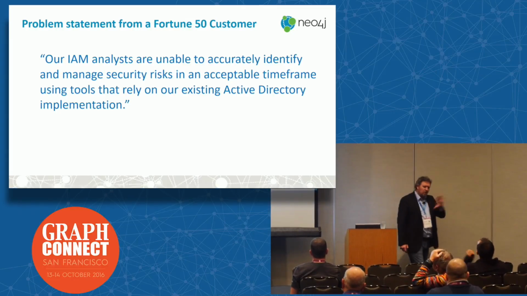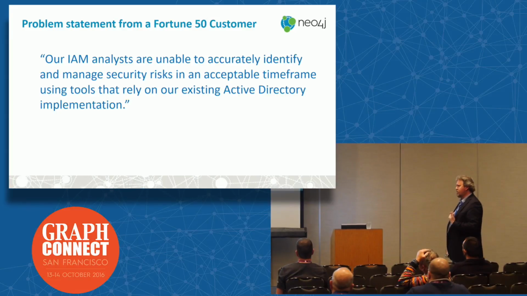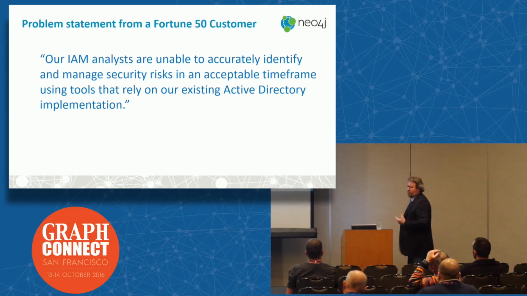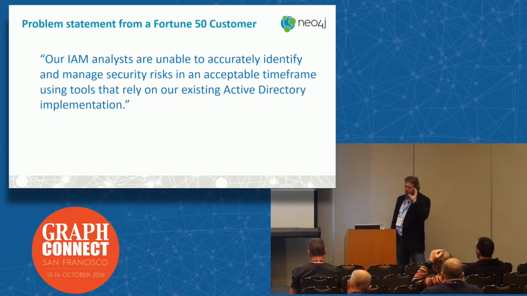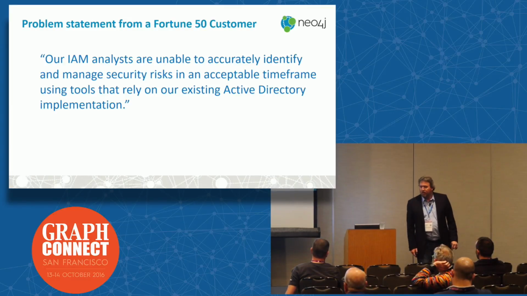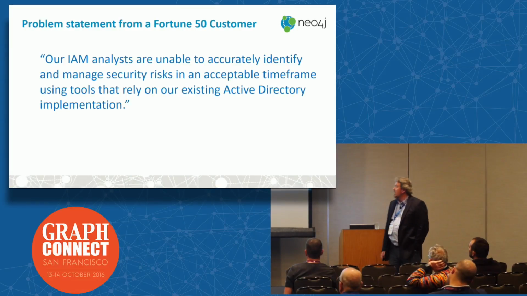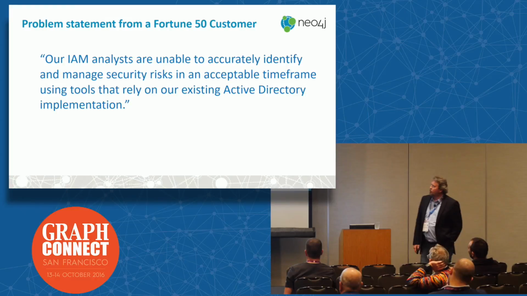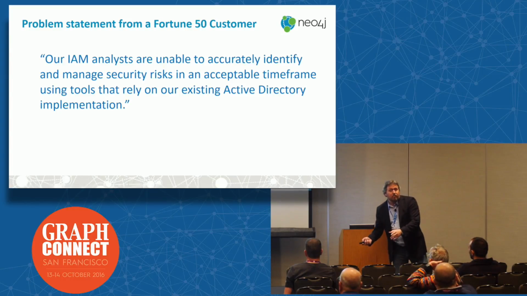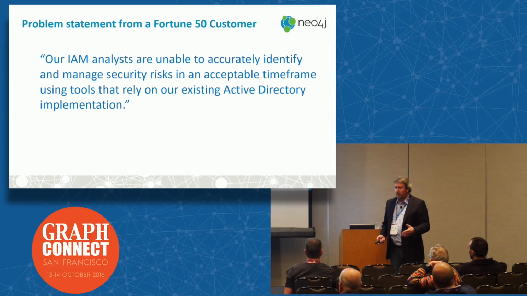So here's a problem statement to put this all in a nutshell. This is a quote directly from the customer. So I'm in consulting, and when we go and we visit a customer, we have to get a problem statement that we're going to solve, because my boss always wants a complete problem statement so that we can prove that we've solved their problems. So, their identity and access management analysts were unable to accurately identify and manage security risks in an acceptable time frame using tools that rely on existing Active Directory implementation. So there's two things there. There's their existing Active Directory implementation, and there's the tools that they use to manage their Active Directory implementation.